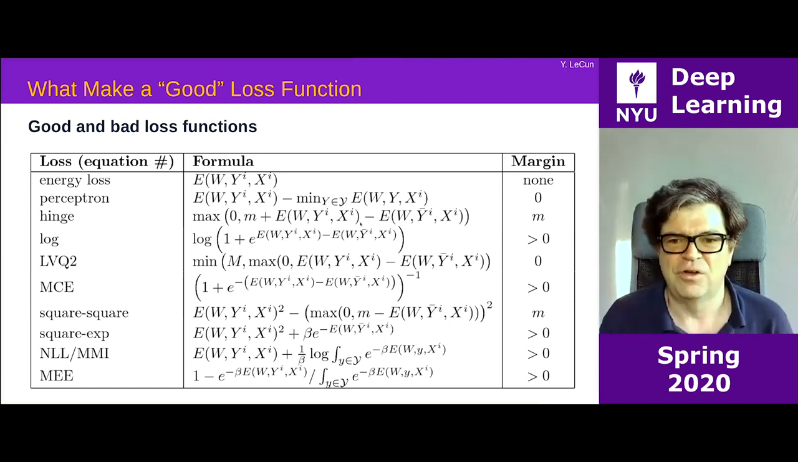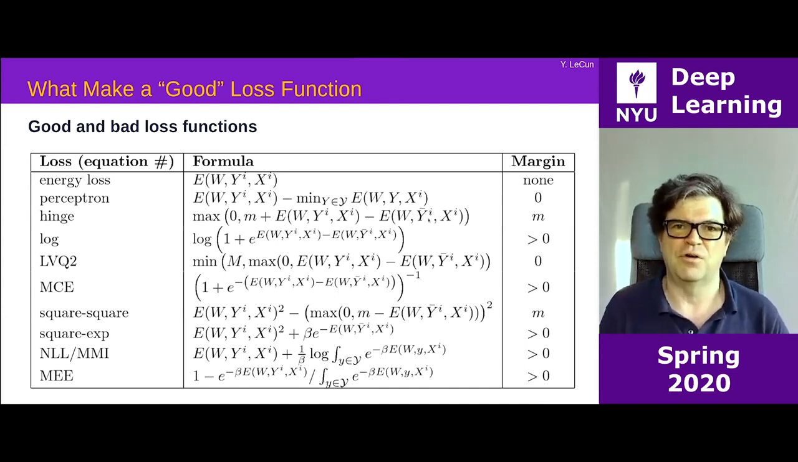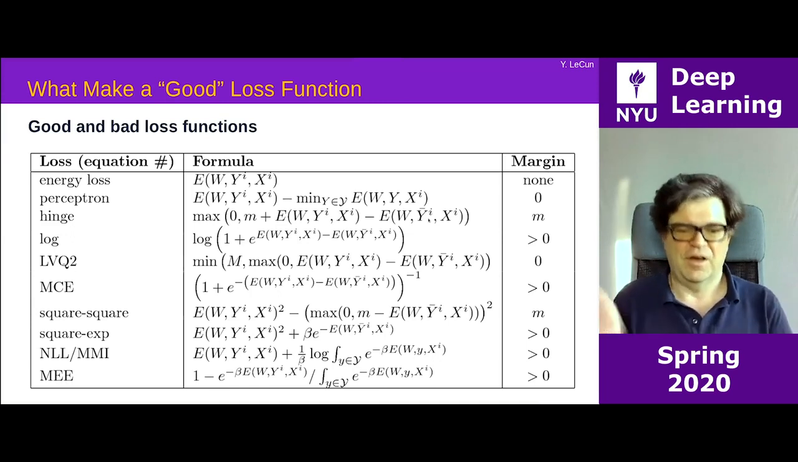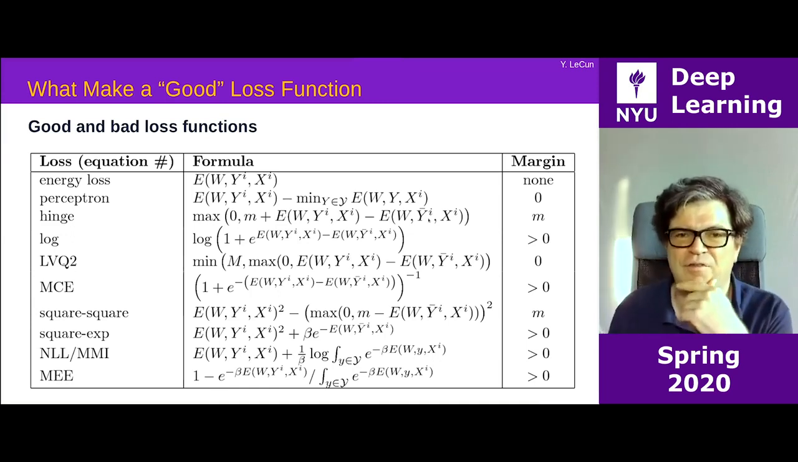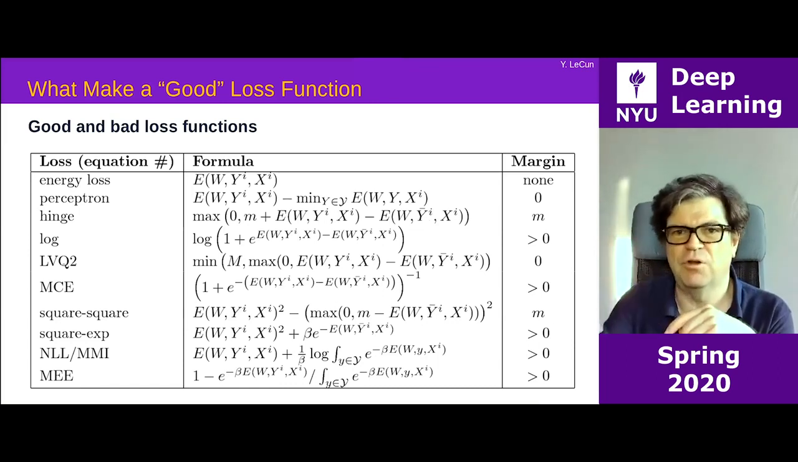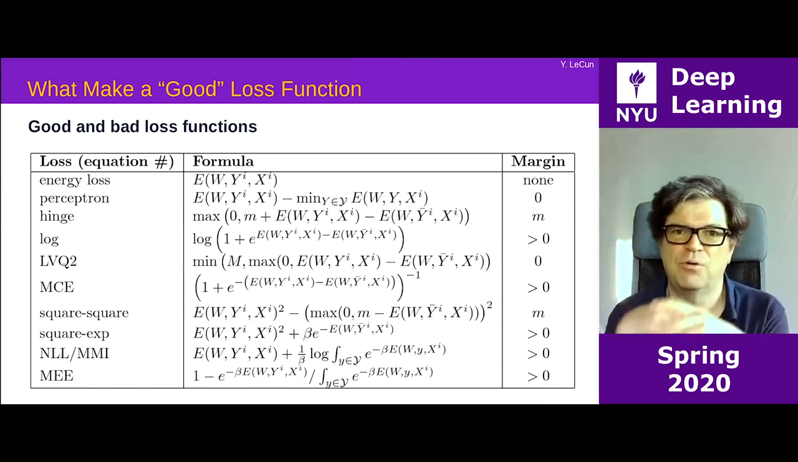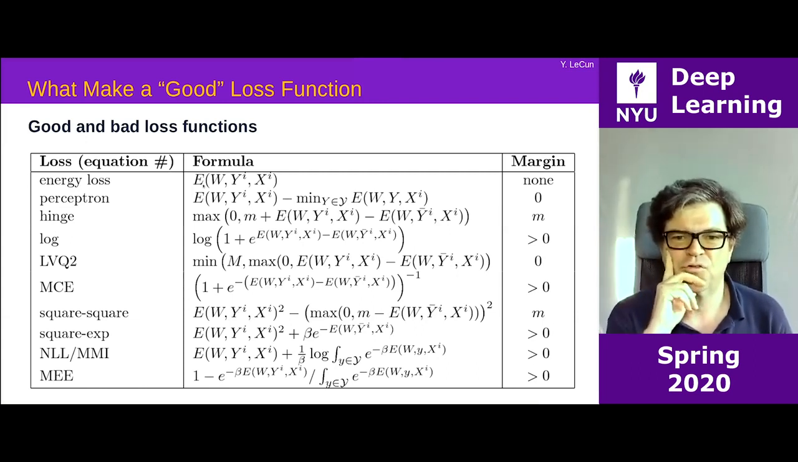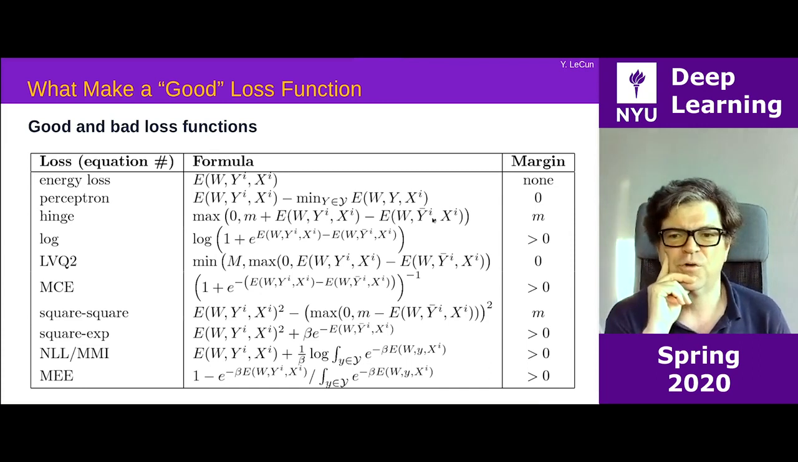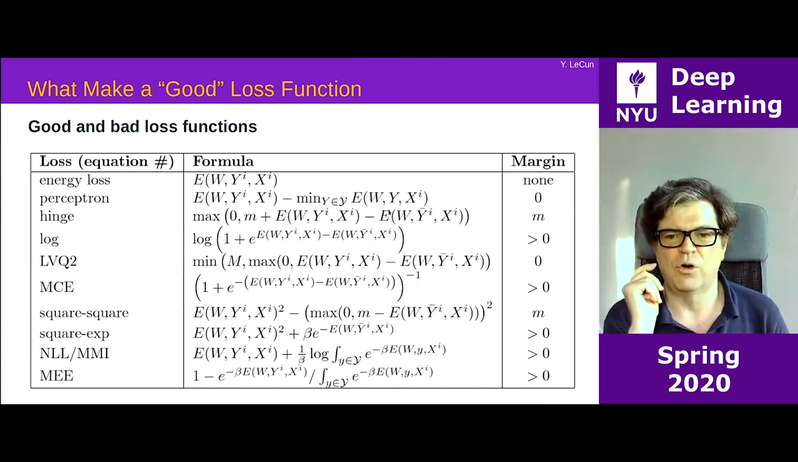But in the case of a hinge, what you need to have here is this Y bar, which is the energy of the most offending incorrect answer. So basically, in the second phase, as Alfredo was pointing out, instead of picking the answer with the lowest energy, you constrain the system to pick a wrong answer, and then among all of those, pick the one with the lowest energy. Then you take the difference between those two energies, energy of the correct answer and energy of the most offending incorrect answer, and plug this into a hinge so that you want this energy to be lower than that energy by at least m. Okay?